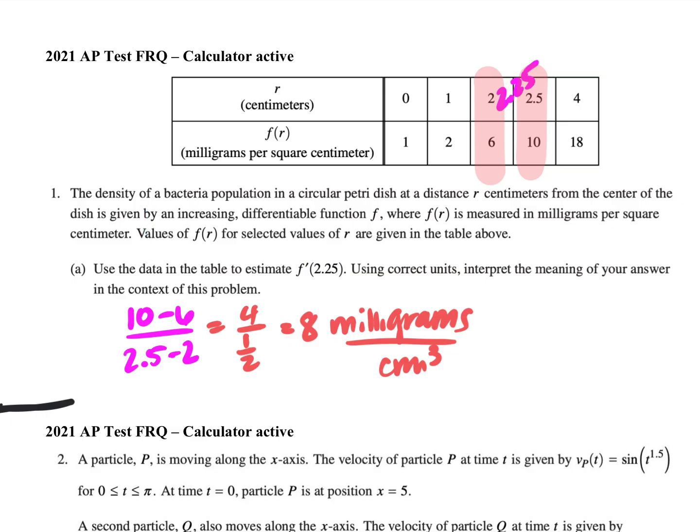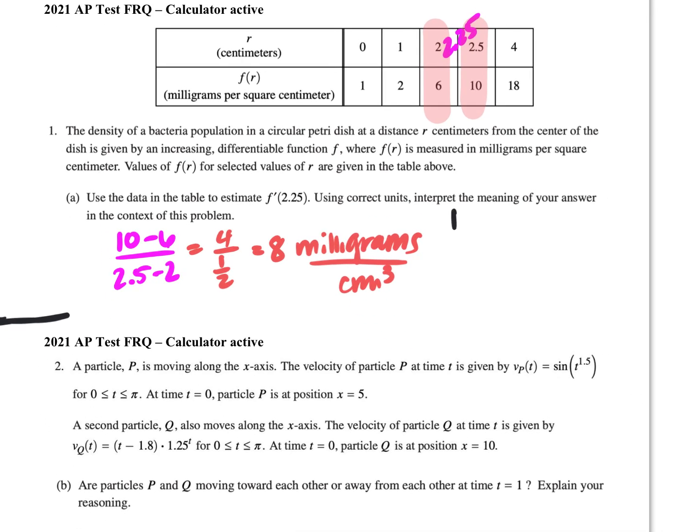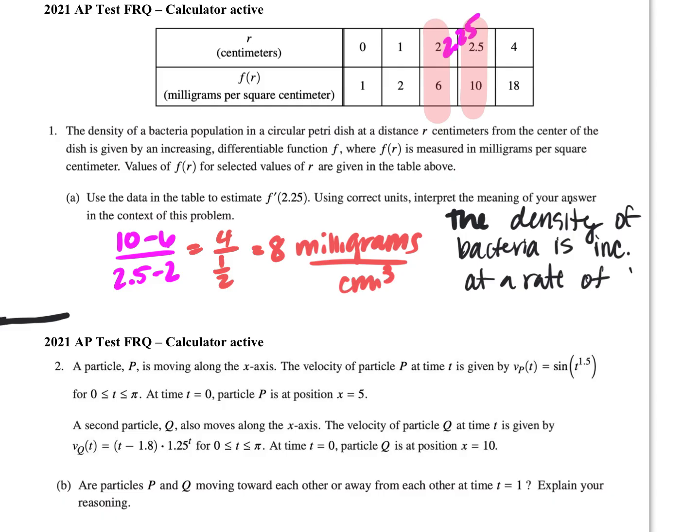Whoa. What do you think? We have to talk about this bacteria. The density of the bacteria. Well done. The density is increasing. Good. At a rate of 8 milligrams per centimeter. At R equals, what would it be? 2.25 what? Centimeters. Yes.